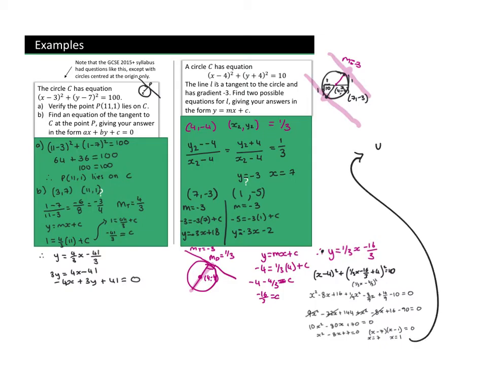It's very messy. Y equals a third lots of 7 minus 16 over 3, which is 7 over 3 minus 16 over 3, which equals minus 9 over 3, which equals minus 3. And then when x equals 1, we're going to have a third minus 16 over 3, which is minus 15 over 3, which equals minus 5. So you can see we've got the exact same coordinates as we did earlier.